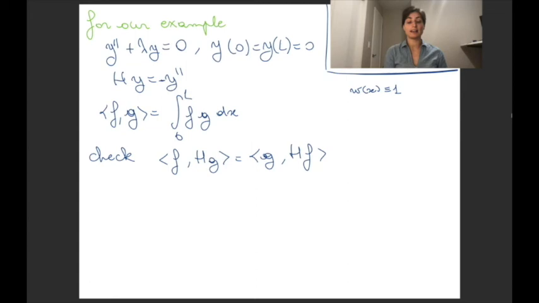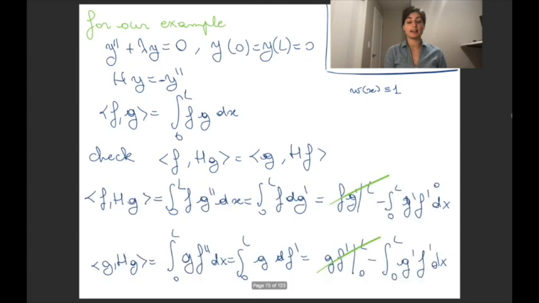And we have introduced the inner product ⟨f, g⟩ equal to the integral between 0 and L of f times g dx. And we want to check that the inner product of f with Hg is equal to the inner product of g with Hf. And we can do this by partial integration, the idea, when we're looking at integrals, of splitting derivatives between the two functions that they're multiplying. And it turns out that yes, it does indeed work for this case.